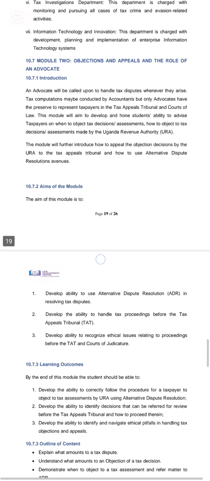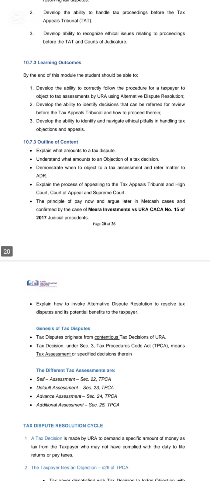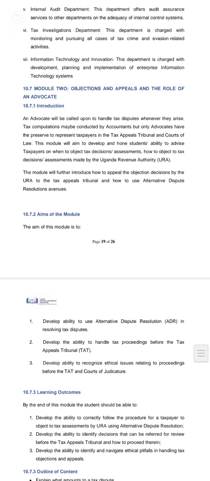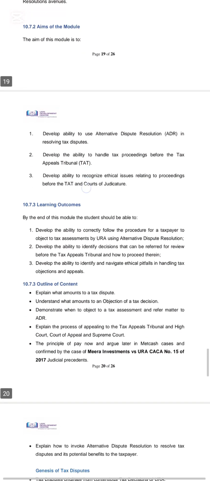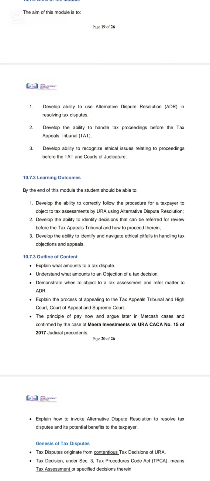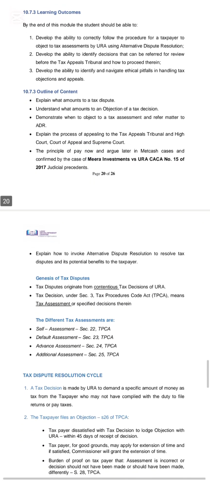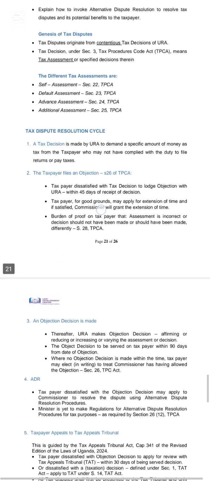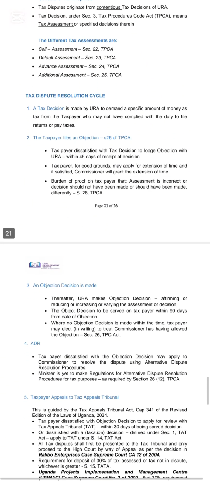Objections and appeals, and the role of an advocate. So basically here we are looking at the role of an advocate, objections and appeals. So you can object to the tax assessment by filing an objection. You can also appeal the decision of the tax appeals tribunal, as we can see in the case of Mera Investments versus URA. We have self-assessment, default assessment, advanced assessment, and additional assessment, the different tax assessments.